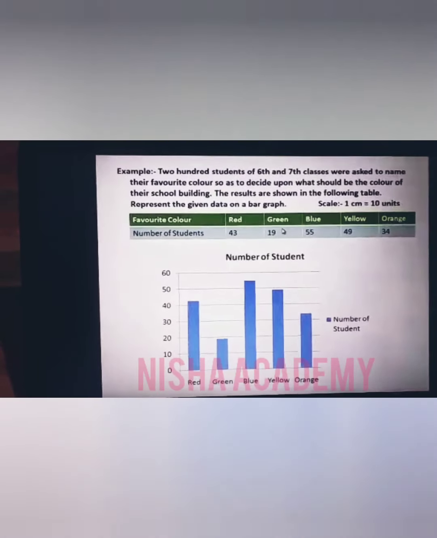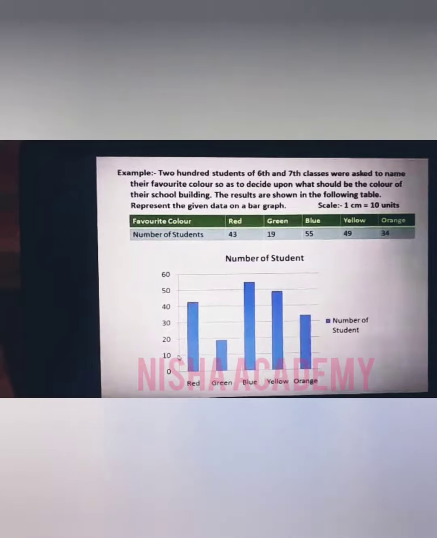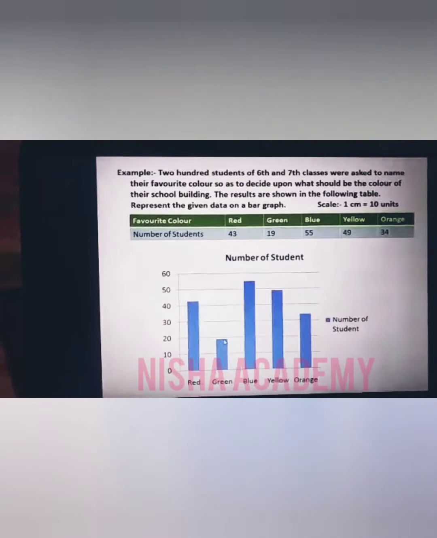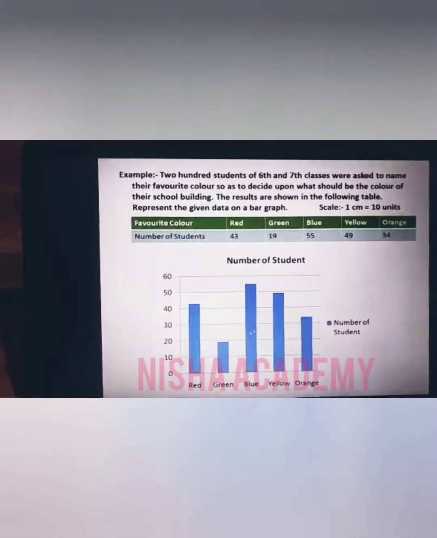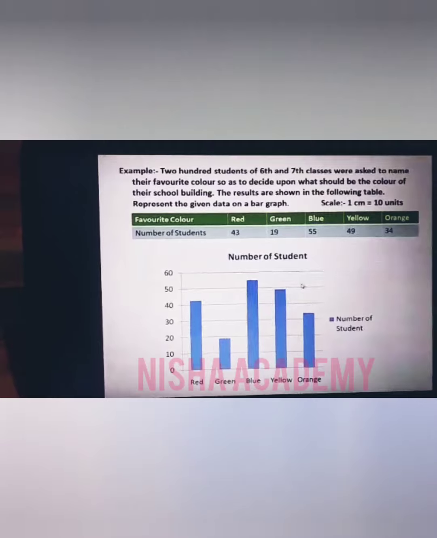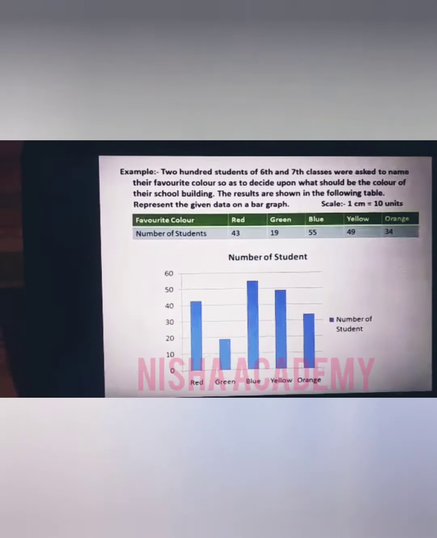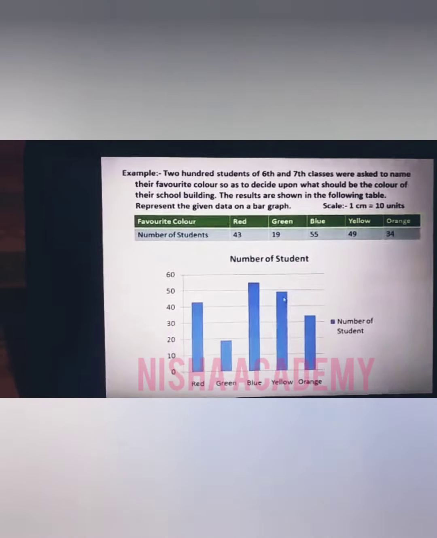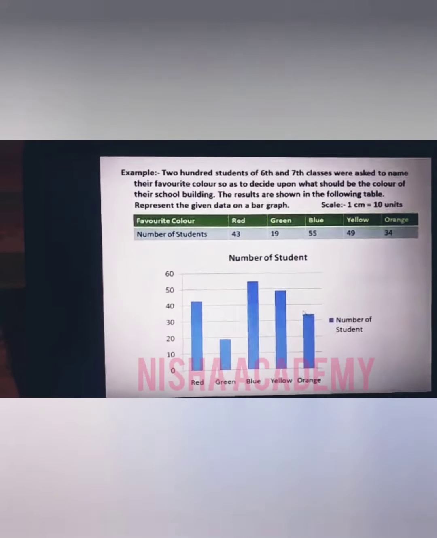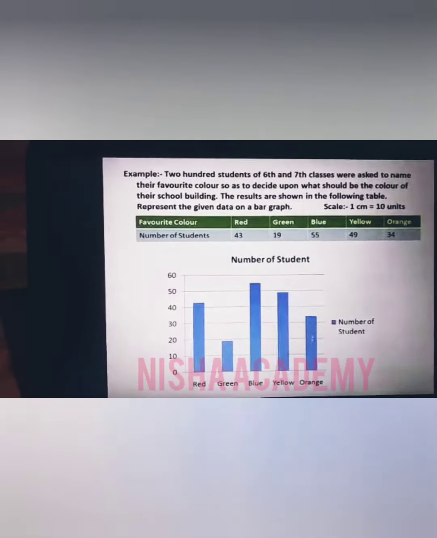Green comes between 19, between 10 and 20, so it will come here. Same way blue, 55, comes in the mid part between 50 and 60. Then yellow is 49, which is around 40 and 50. This way you represent the graph.